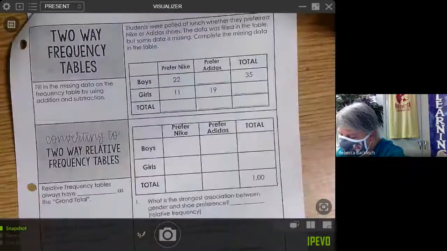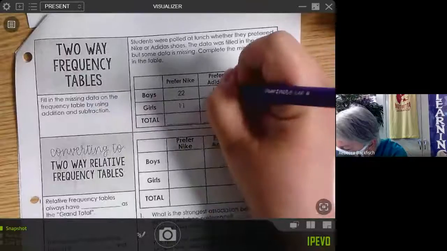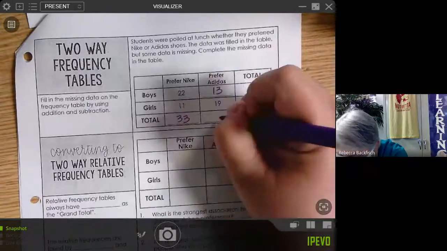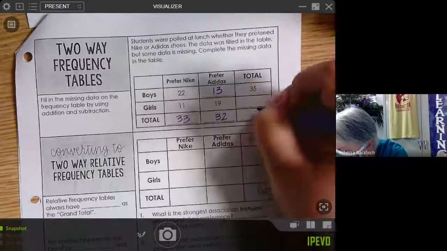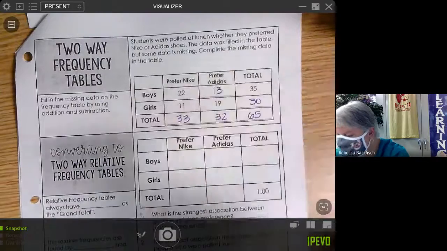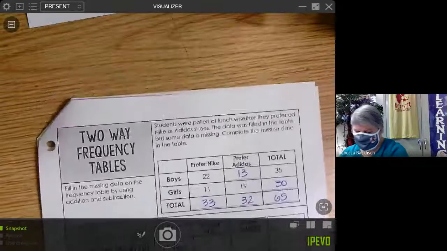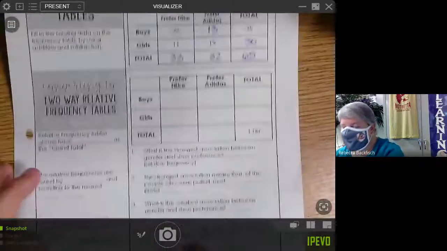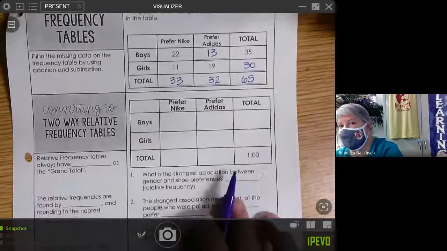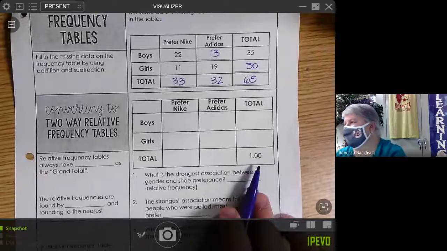So now basically we're taking the same data, and we can go ahead and fill this in. And this time we're making a relative frequency table. So instead of just a two-way table, we're doing a two-way relative frequency table, which basically means instead of the numbers, we're going to have the percentages. And notice that the total is always 1. And when I say percentages, it's really decimals.